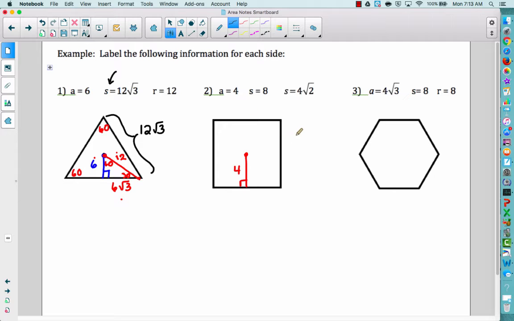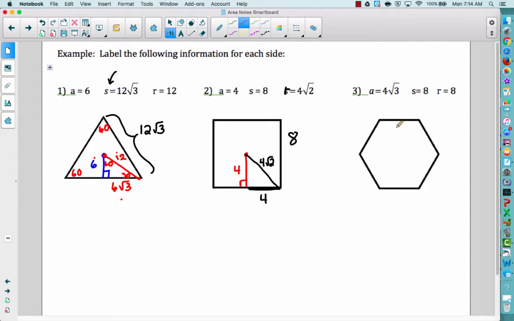The side itself would be 8. And this should say radius, so let's change that. The radius would be 4 root 2. Now again, that should look interesting to you because if the sides are all 8 and the apothem bisects or hits at the midpoint, then that would be 4 as well. Look at that, creating a 45, 45 or an isosceles right triangle.